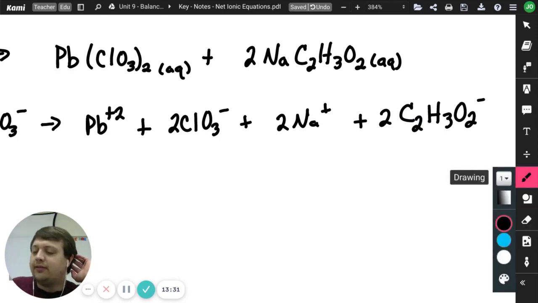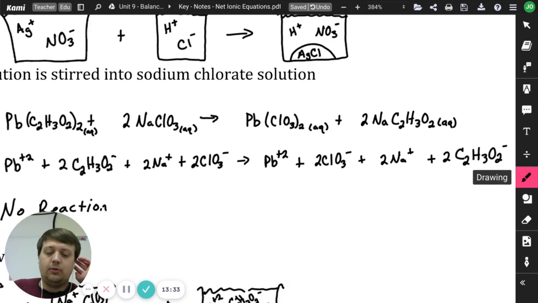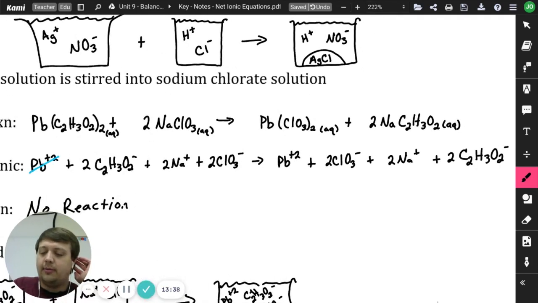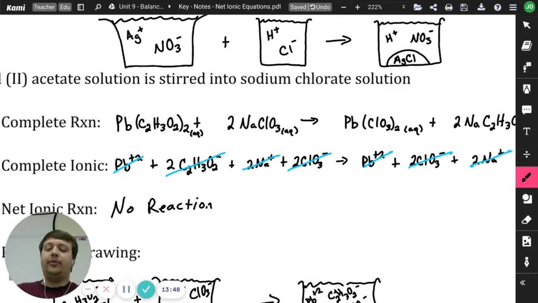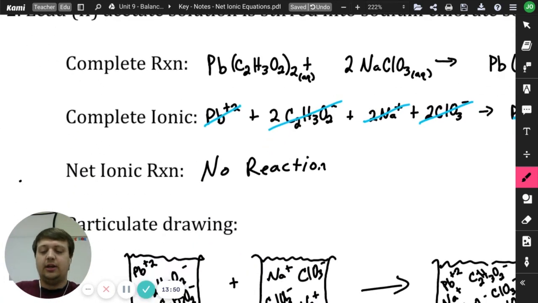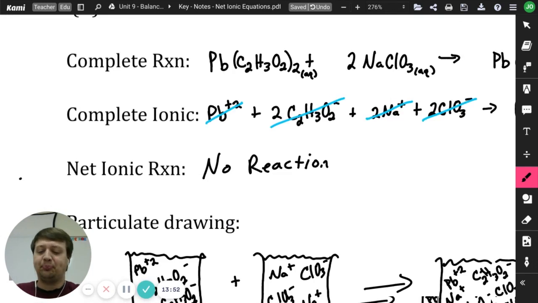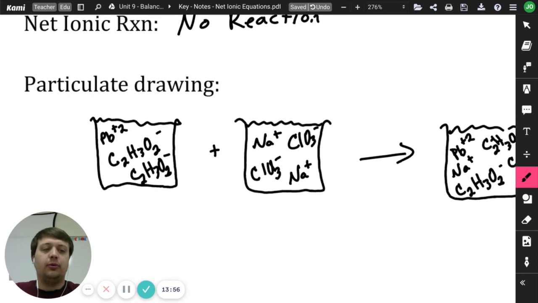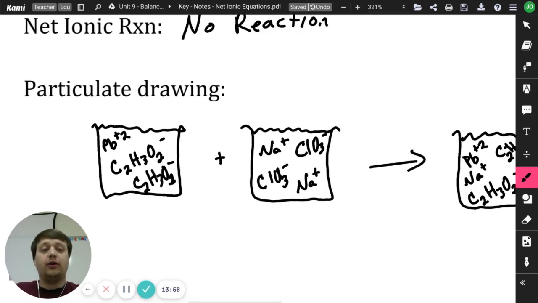So then the next thing I went through and did was I crossed off anything that was a duplicate. And so I had lead on both sides, I had acetate on both sides, sodium on both sides, and chlorate on both sides. And so since it was the same on everything, then my net ionic reaction is just no reaction. Okay? Last thing is that particulate diagram, and basically all I'm doing is I'm showing those ions floating around.